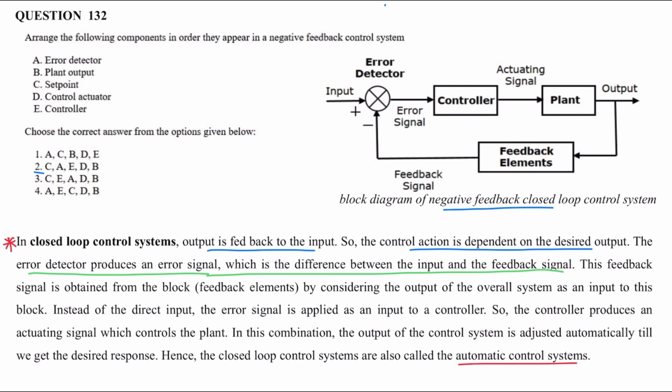So here the first one is set point, then error detector, controller, controller output, plant output. Therefore the correct answer is C, A, E, D, B. Option 2.